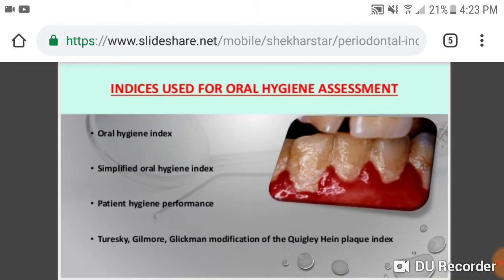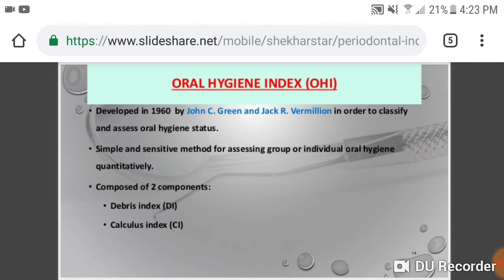Indices used for oral hygiene assessment. Oral hygiene index is one of them. Simplified oral hygiene index. Patient hygiene performance. Turesky, Gilmore, Glickman modification of the Quigley-Hein plaque index.